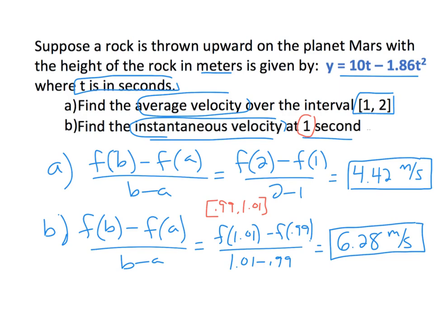So in summary, the average velocity here ends up being 4.42 meters per second, and then the instantaneous velocity pertaining to really the slope of the tangent line there ends up being 6.28 meters per second.